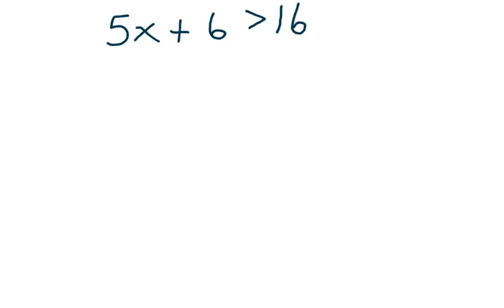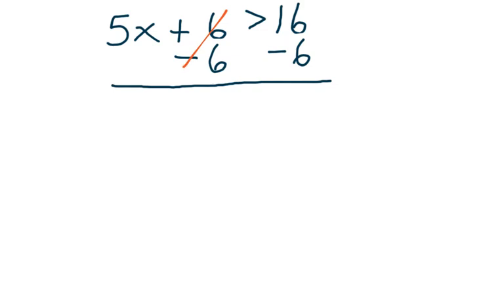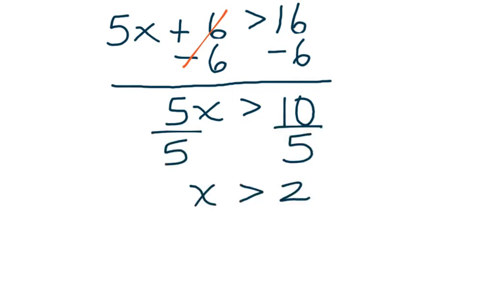The first thing we're going to do is subtract 6 from both sides. Now notice that we subtract 6 from both sides. This cancels, leaving us with 5x is greater than 10. Now we can divide both sides of the inequality by 5. And x is greater than 2.